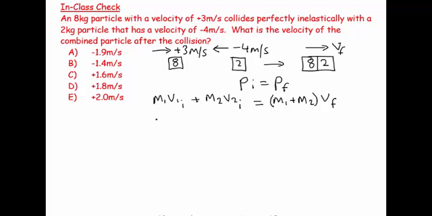So if I put numbers in, I can say 8 times plus 3 added to 2 times minus 4 is equal to 8 plus 2 times V final. And I like to write it down as 8 plus 2, so when I'm checking over my work, I reinforce the idea that I'm adding these two together.